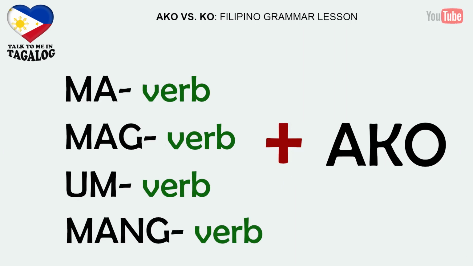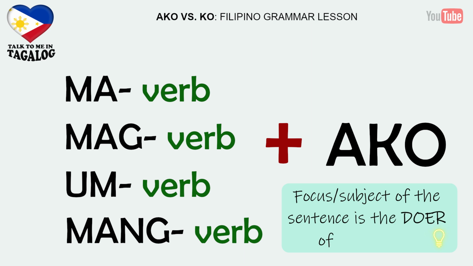Now that we're done with the easy part of using ako, let's now talk about what causes the confusion between ako and ko. Ako is mainly used for ma, mag, and mang verbs. So the patterns are ma verb ako, mag verb ako, verb ako, and mang verb ako. Remember that the focus or the subject of these sentence patterns is ako or I as the doer of the action.